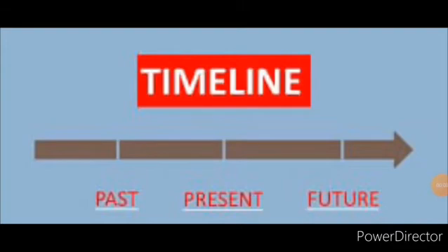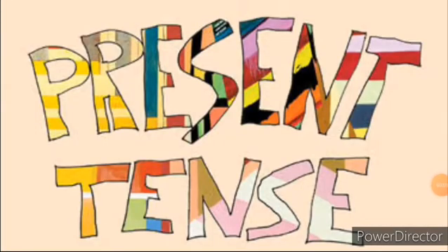Look at this timeline, children. This timeline denotes the time of an action. It may be in the past, or it may be in the present, or it may be in the future. Now we are going to learn about the past, and then the present, and then the future. Among the 3 kinds of tenses, the first one is present tense.